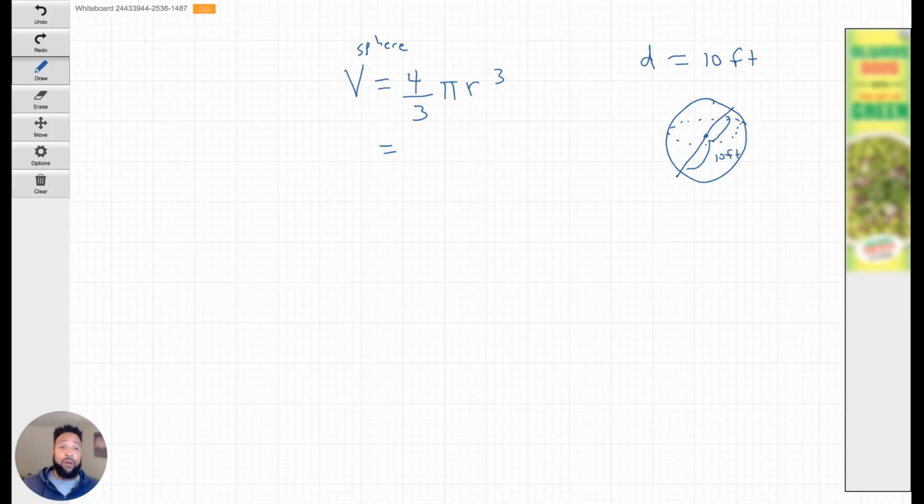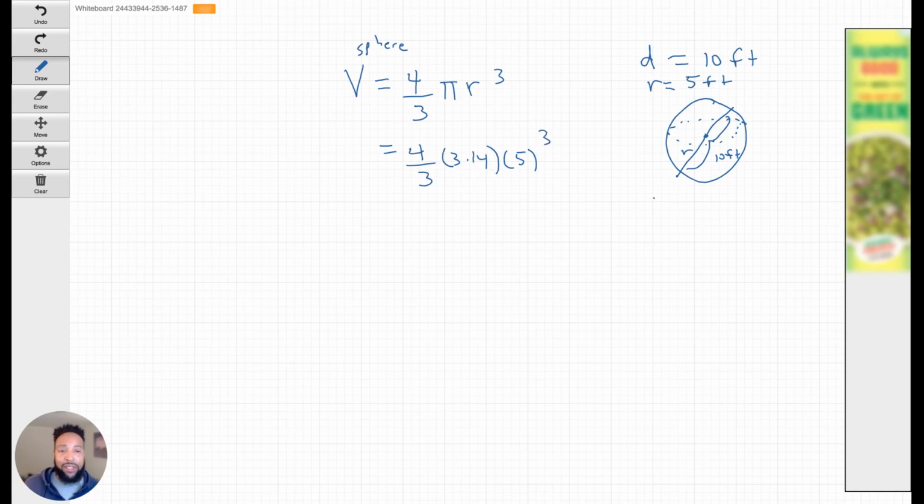Well, you know, by looking at the diameter, you need to find the radius in order to find the volume of a sphere. So the radius is always half the diameter, right? So to find the radius, we just halve the diameter, which is going to be 5 feet. So now that we have our r, we can finish the equation. So we have 4/3 pi, which is 3.14. Our radius is 5 feet, so we're going to cube that.